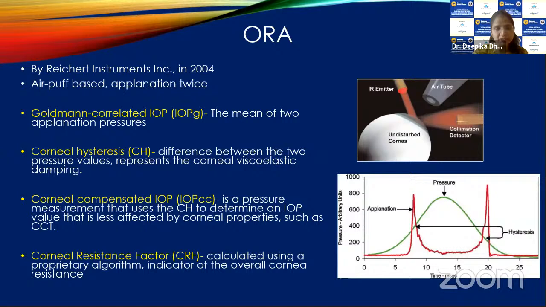It is an indirect measure that if corneal hysteresis is low, there is some weakness at the lamina cribrosa, and it has been found that patients with low corneal hysteresis are more prone to progressive glaucoma. Corneal hysteresis is also found to be low in cases of open angle glaucoma. Then the corneal compensated IOP is given by the ORA because it takes into account corneal hysteresis to determine an IOP value which is not affected by corneal properties. Then there is the corneal resistance factor, which is calculated by an internal algorithm.